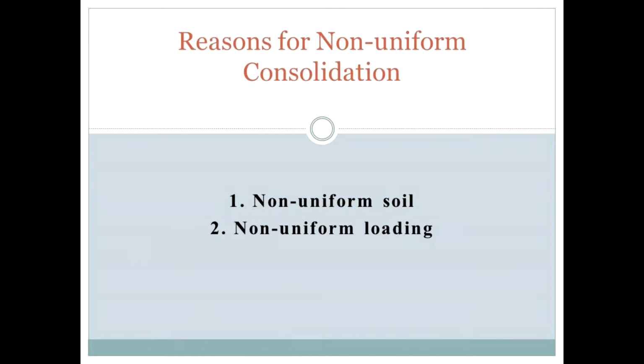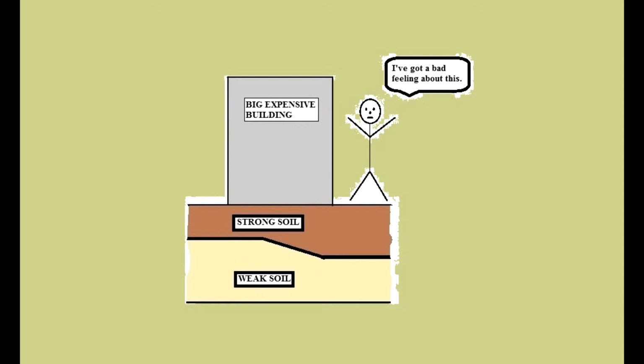There are two main reasons for non-uniform consolidation. The first is that the composition of the soil is not exactly the same beneath all parts of the building. Soil is a naturally occurring material and can be highly variable depending on how it is formed. Slight variations in soil layering and composition can cause one side of the building to settle more than another.